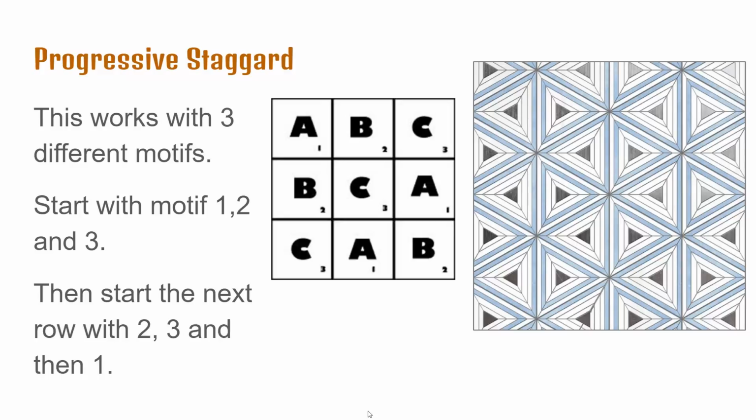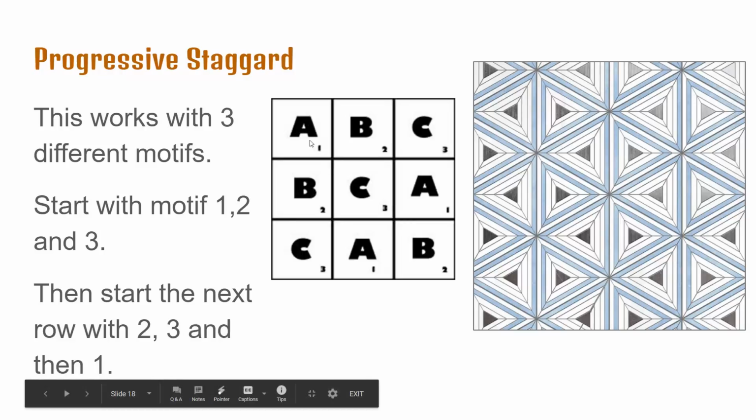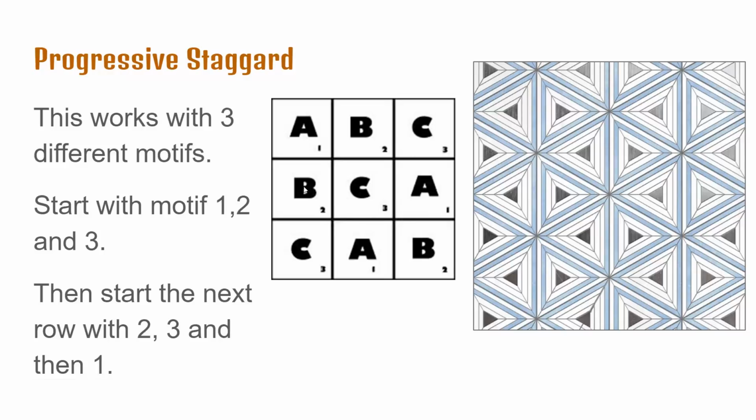Progressive staggered. This means that you're going to work with at least 3 different motifs. You start with the first motif, A, then B motif, then C motif. And then in the next row, you might stagger. Shift everything down by 1 and you start with B. And then you take the C pattern and then you go back to the A pattern. And then in the third row, you start with the C and you go to the A and then you go to the B. So you progressively stagger the placements.